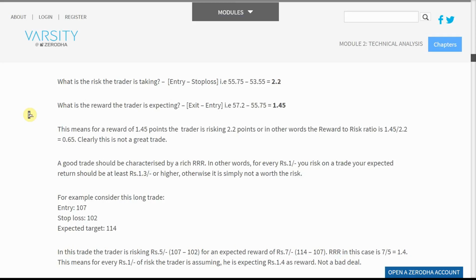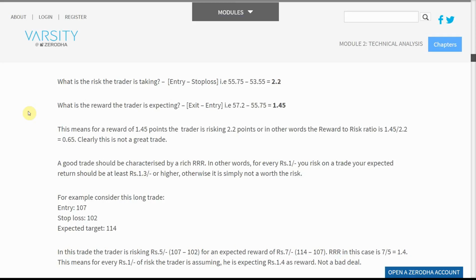This means for a reward of 1.45 points the trader is risking 2.2 points, or in other words the reward to risk ratio is 1.45 / 2.2 equals 0.65. Clearly this is not a great trade. A good trade should be characterized by a rich RRR. In other words, for every 1 rupee you risk on a trade, your expected return should be at least 1 rupee and 30 paise. Otherwise it is simply not worth the risk.